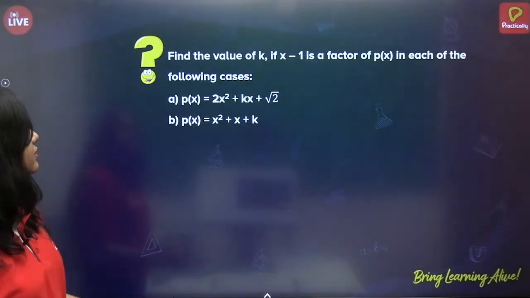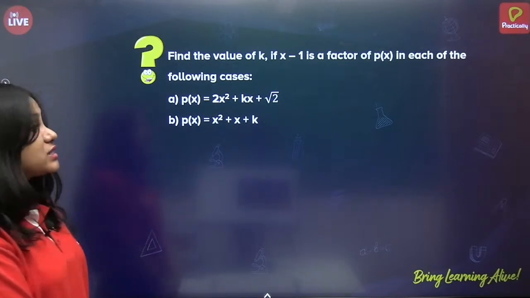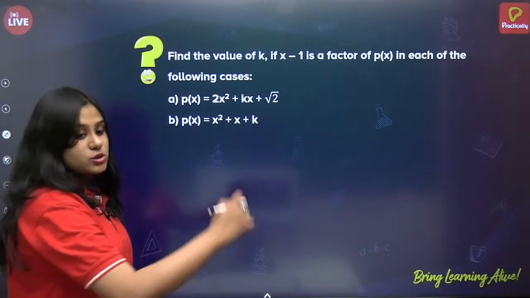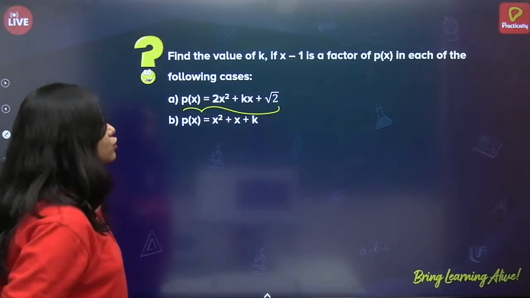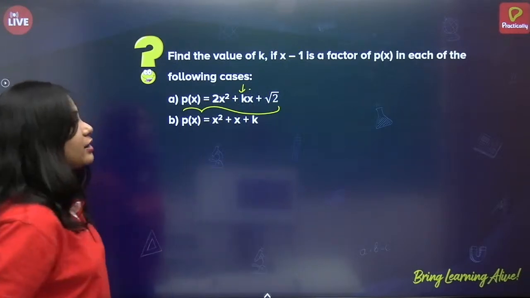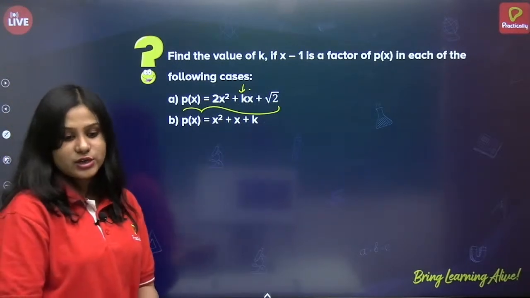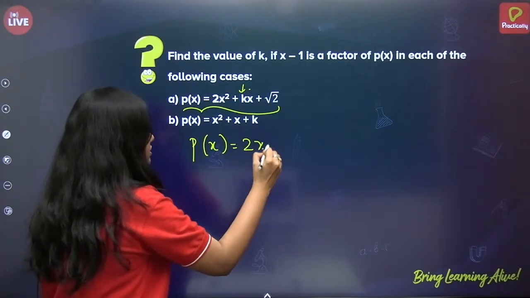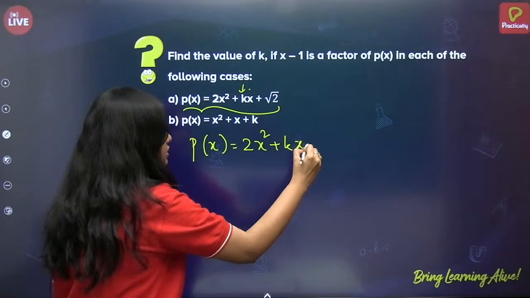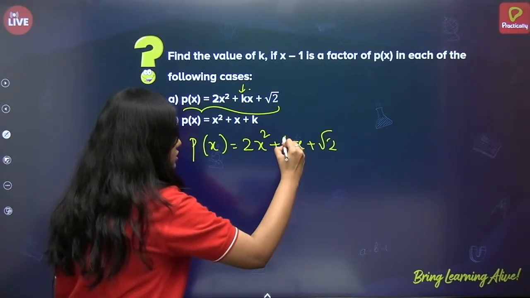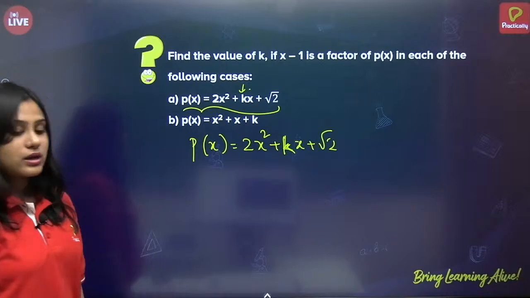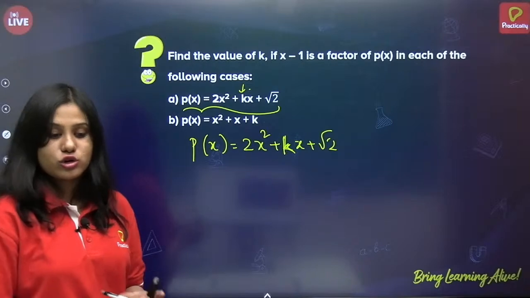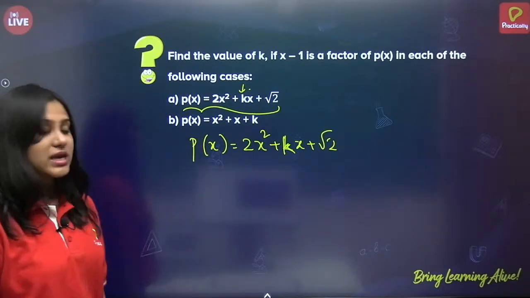Next, find the value of k if x minus 1 is the factor of p of x in each of the following cases. So here p of x is given, we have to find the value of k. And it is also given x minus 1 is the factor of p of x. So first let's write p of x is equal to 2x square plus kx plus root 2. This is k. We all make mistakes, it's fine, but make sure you do not repeat it again.